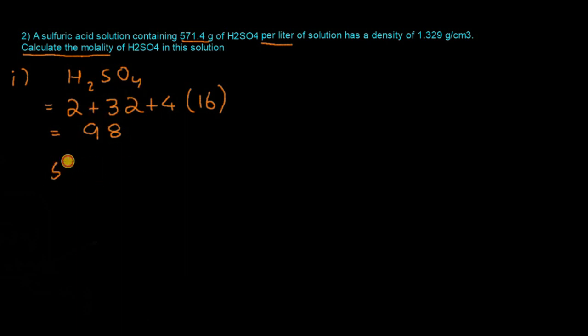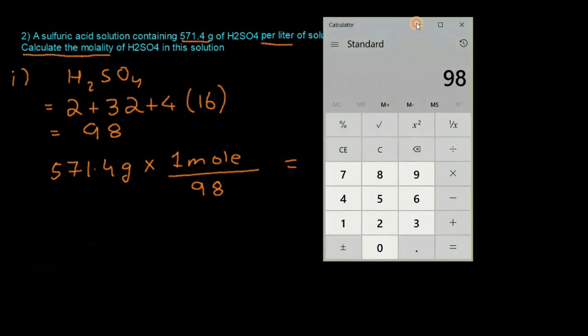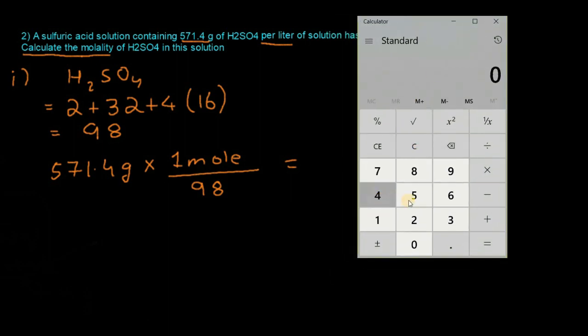They have given us a sample of 571.4 grams. We need it in terms of moles, so we'll keep mole in the numerator, and 1 mole will weigh 98. So number of moles in this given sample is 571.4 divided by 98, which is equal to 5.83 moles.